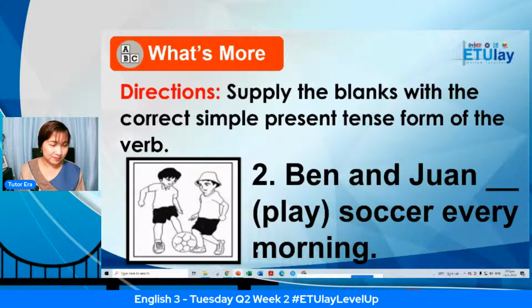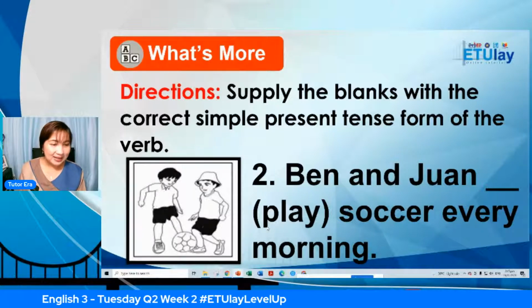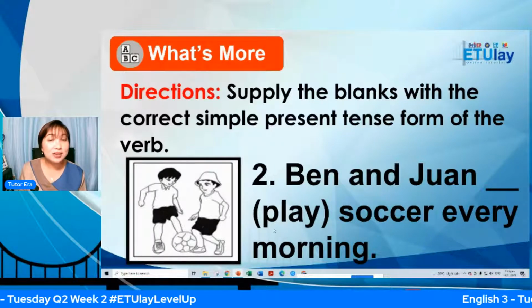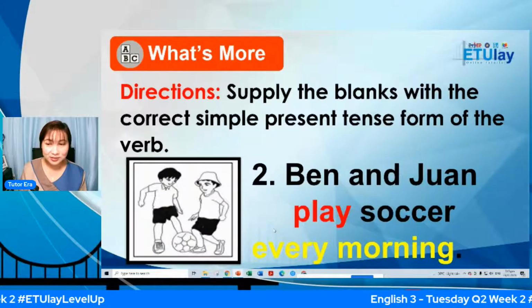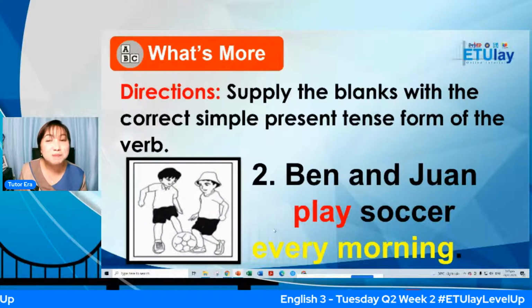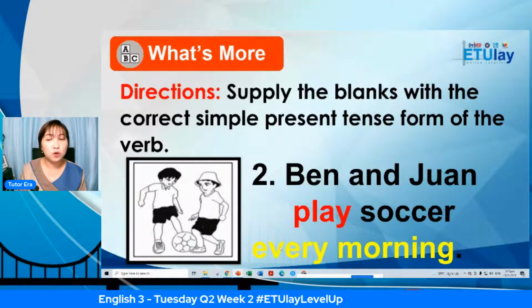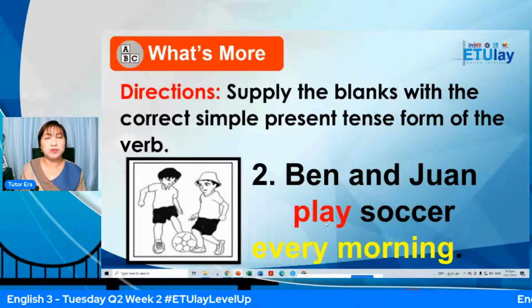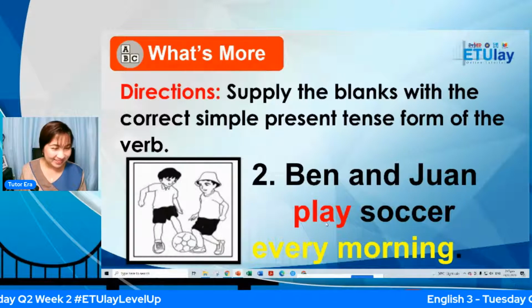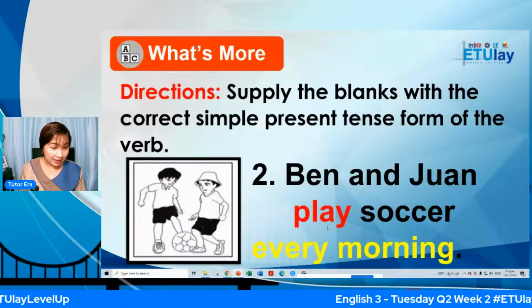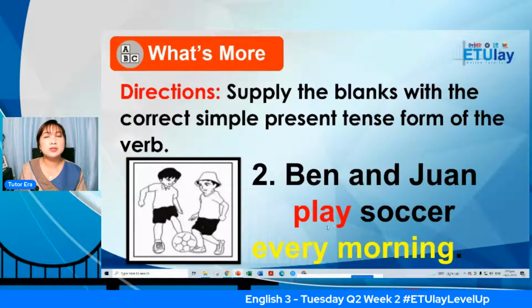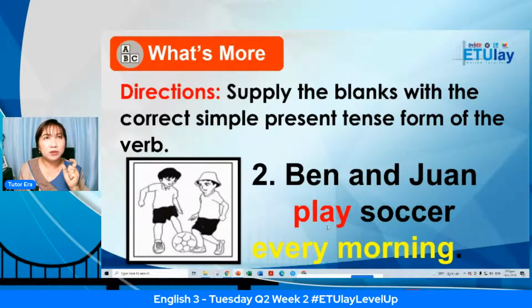What is the answer? All right. Clint answered play. Let's see if his answer is correct, like your answers there. Since Ben and Juan is a plural subject, we use the base form of the verb play. Good job. Now, again, we are going to use the verb.